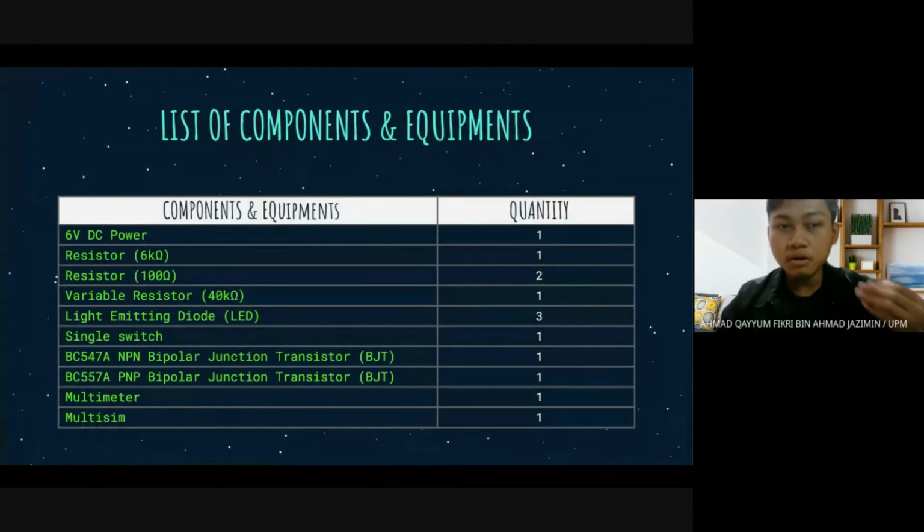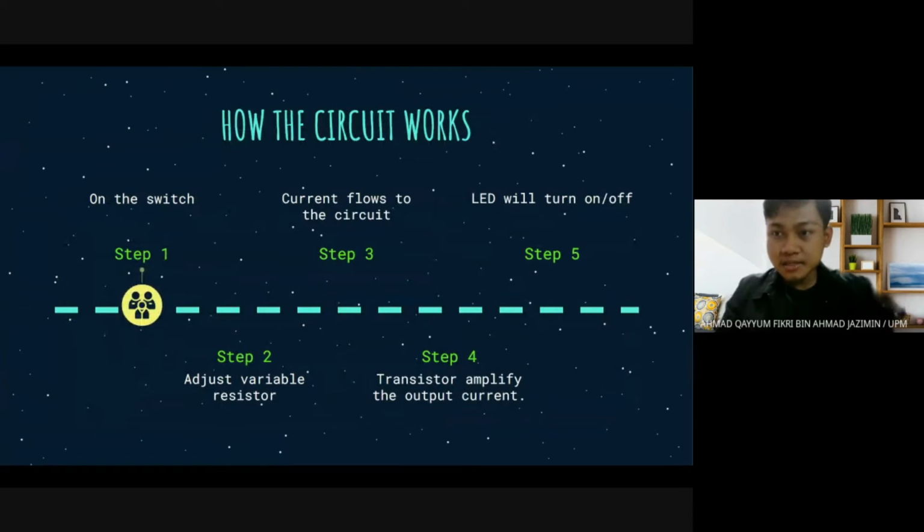But before that, let's talk about components and equipment. We use a 6-volt DC power supply and resistors. There are 2 types of resistors: a resistor and a variable resistor. We actually wanted to use an LDR, but we replaced it with a variable resistor instead. Then we have an LED, a single switch acting as the main switch, and 2 types of BJT transistors, NPN and PNP. Next, we have a multimeter to measure our data, and Multisim to run our project.